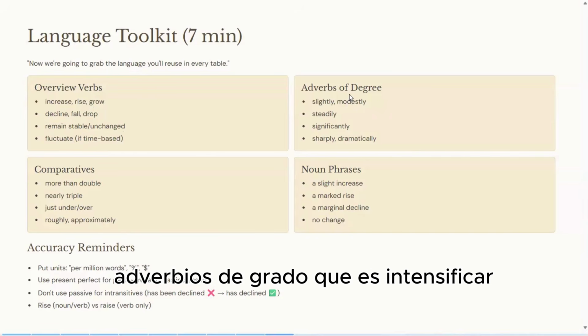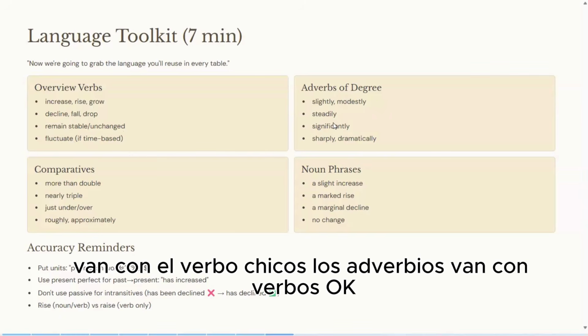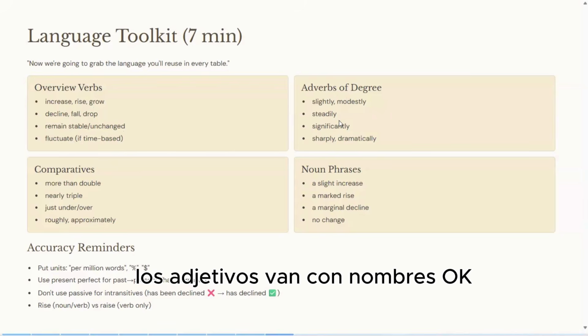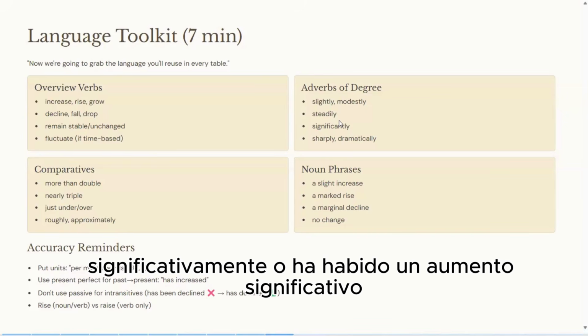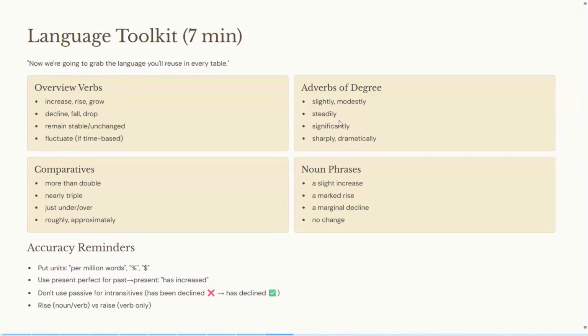Adverbs of degree, that is to intensify, they go with the verb, guys. Adverbs go with verbs, okay? Adjectives go with nouns, okay? So I'm going to say it like this. It has increased significantly, or there has been a significant increase. Don't forget that. This is very, very important.